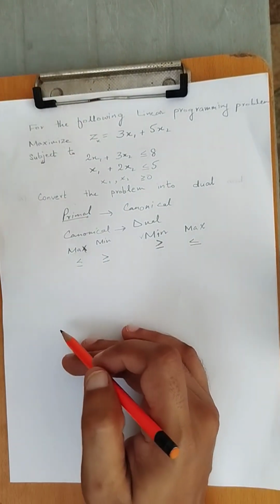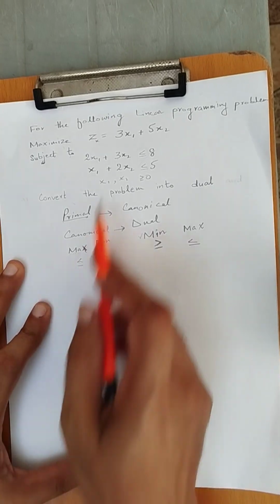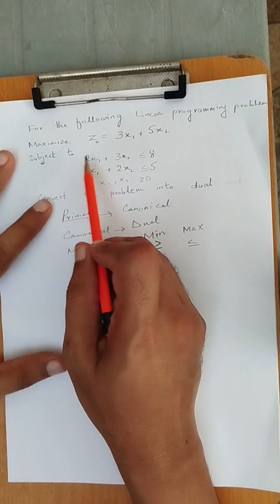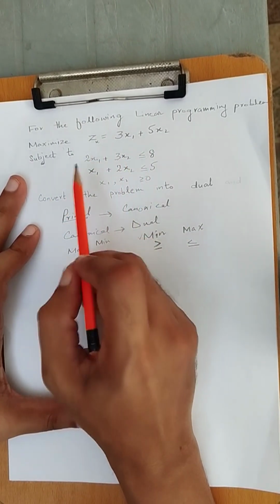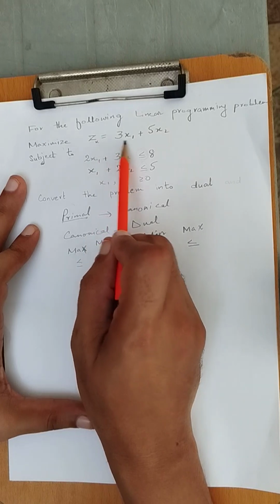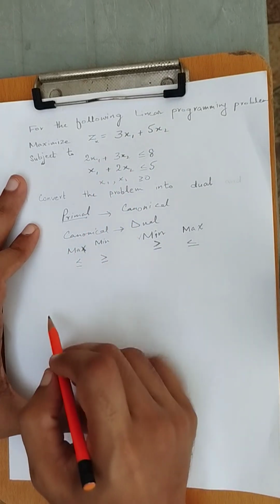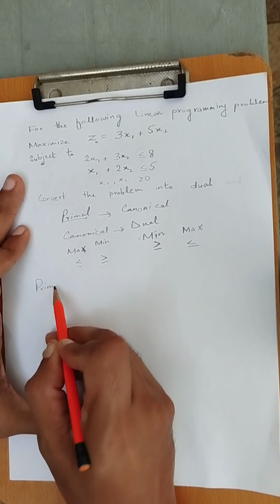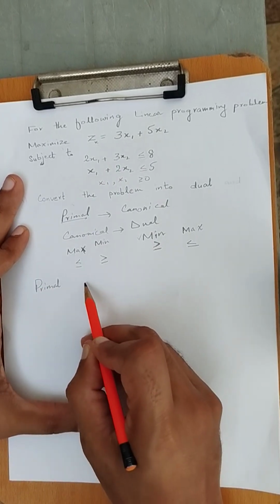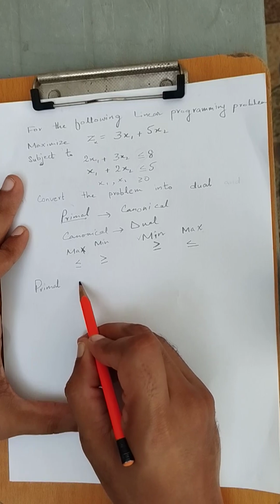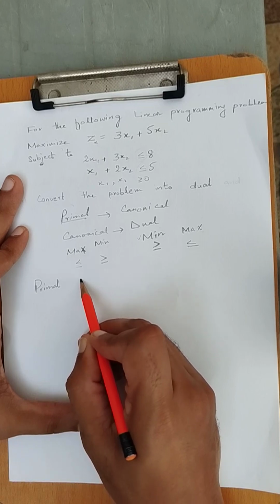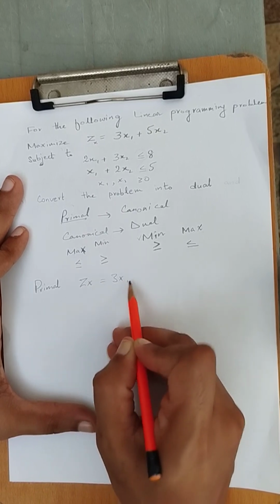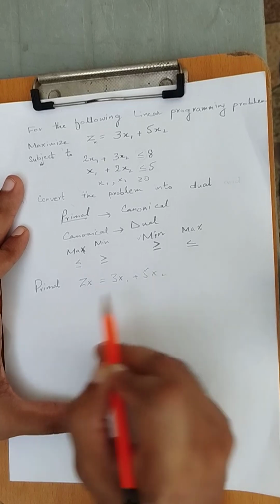Okay, now let's start solving the first question. That is Z(x), the profit maximization function, in which Z(x) equals 3x1 plus 5x2. So first we need to see the primal form. In the primal form, Z(x) equals 3x1 plus 5x2.